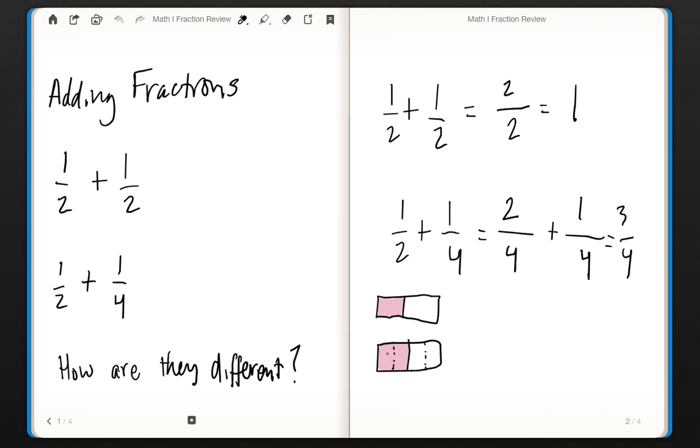So now how many fourths is this? 1, 2. So that's why 1/2 is now 2 fourths plus 1/4, which stayed the same. 2 plus 1 is 3. 4 stays the denominator. So now we have 3 fourths.